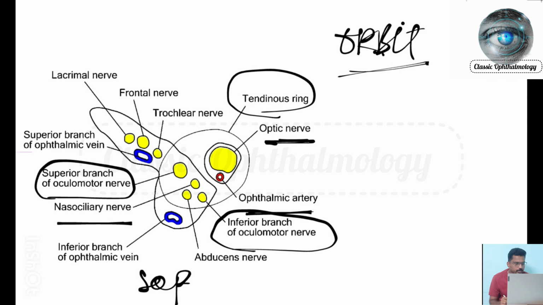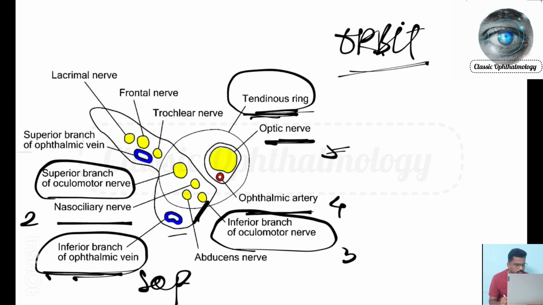and in the optic canal we can see the optic nerve and ophthalmic artery. Inferior to this tendinous ring lies the inferior ophthalmic vein. This is the superior ophthalmic vein, and there lie three nerves in the superior part outside the tendinous ring: lacrimal nerve, frontal nerve, and trochlear nerve.